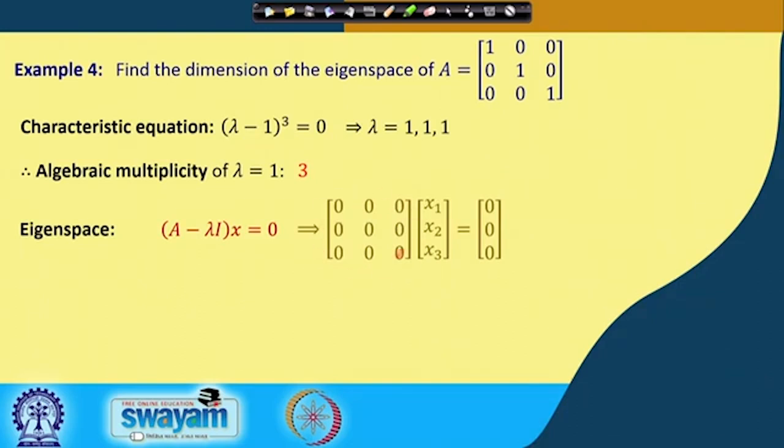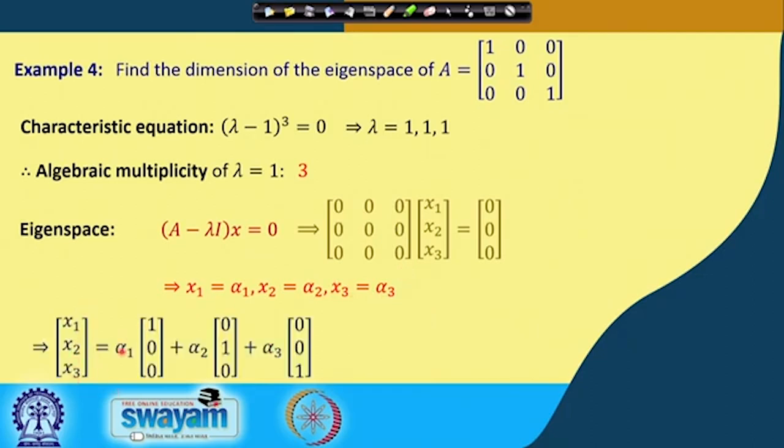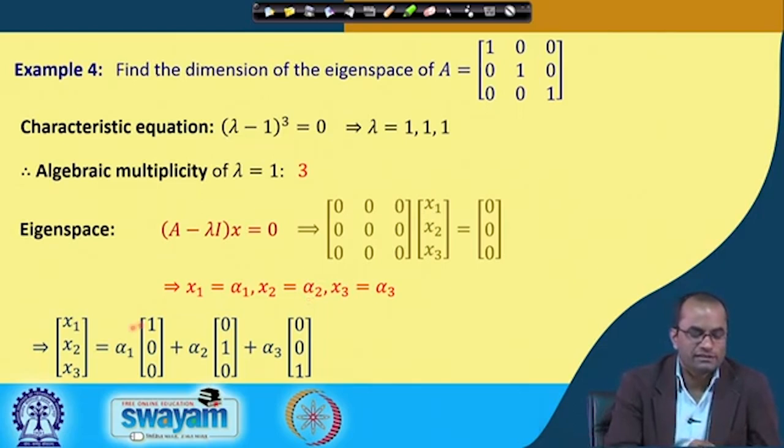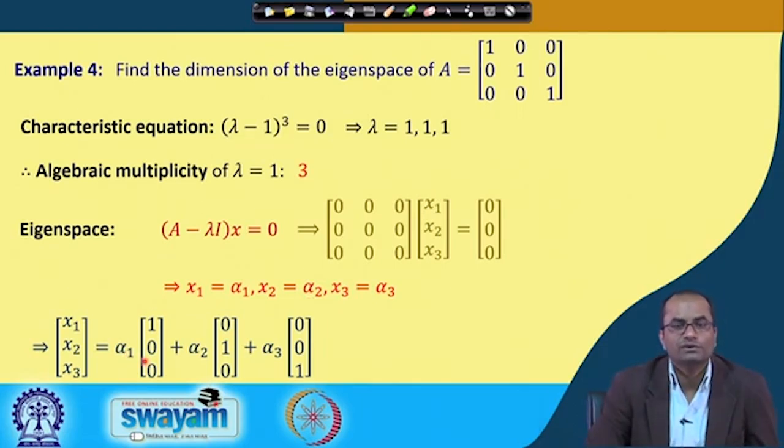We got this 0 matrix here as A minus lambda I, and then we have the possibility of choosing x 1, x 2, x 3 freely, so whatever we like. We have taken alpha 1, alpha 2 and alpha 3, because all 3 are free variables, and then we can write x 1, x 2, x 3 in terms of alpha 1, alpha 2, alpha 3 as this combination: alpha 1 times 1 0 0, alpha 2 times 0 1 0, and alpha 3 times 0 0 1. So, we have 3 linearly independent eigenvectors in this case corresponding to lambda equal to 1.